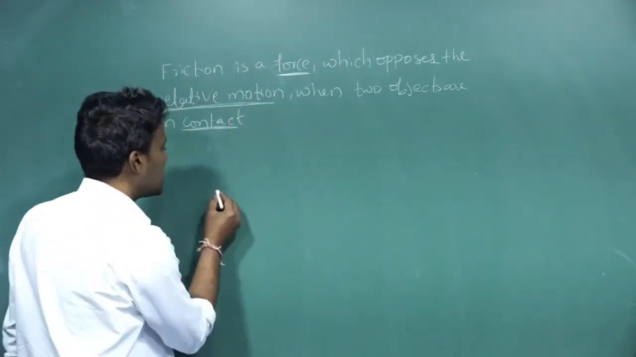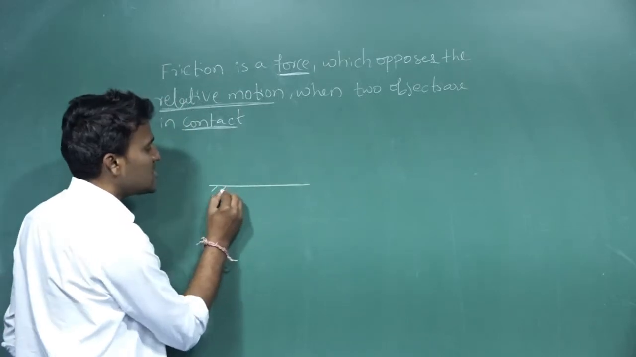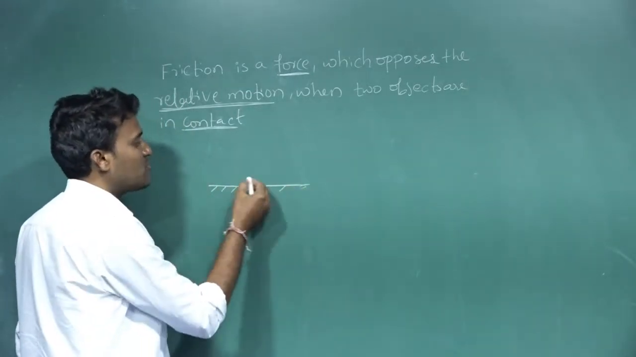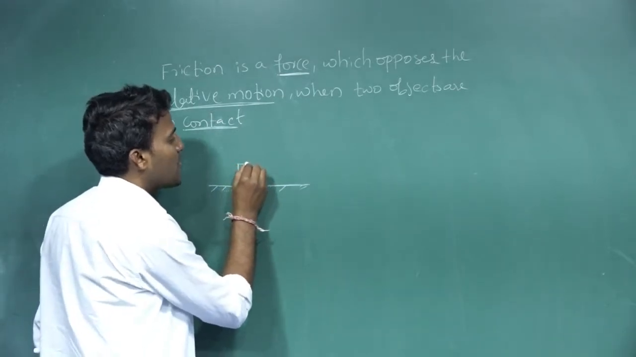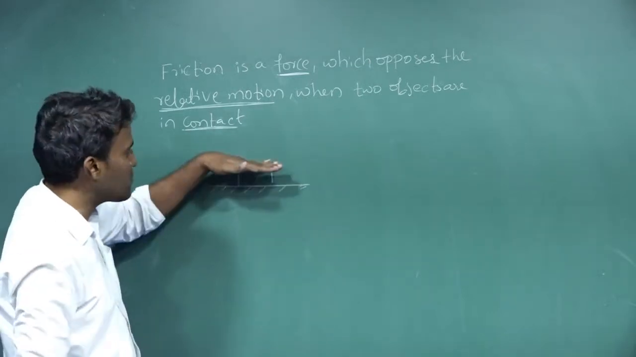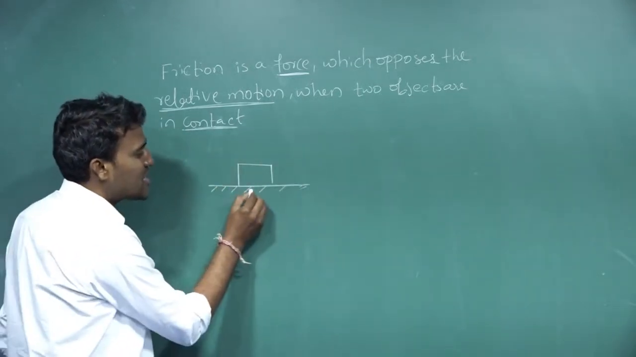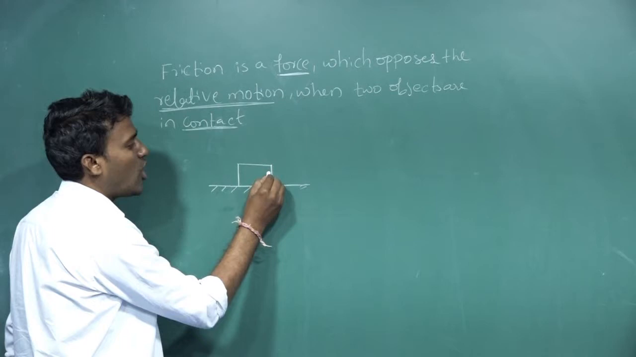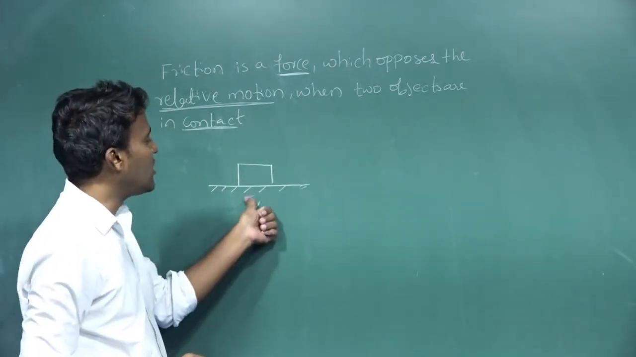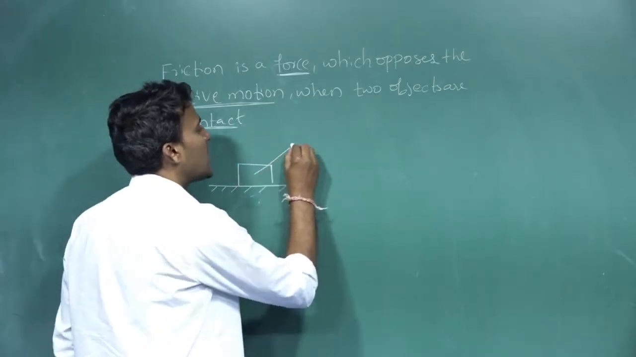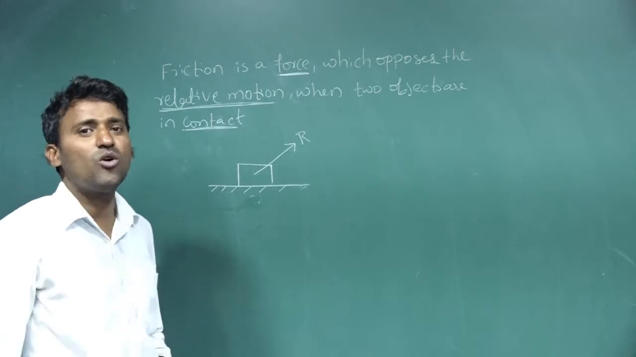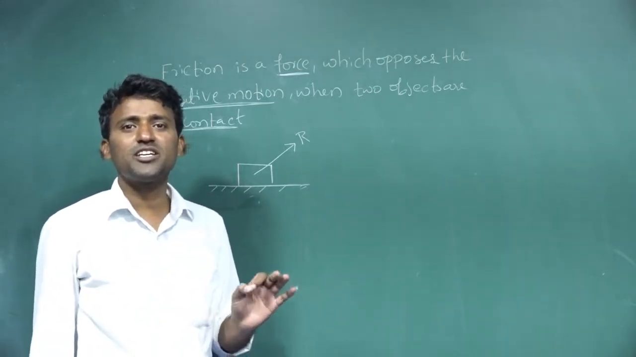For your understanding, I will give one diagram. See here, this is a horizontal ground. I placed a textbook or a duster, whatever it may be, on it. Now this ground and the object are in contact. At that moment a force exists. That force we call the contact force or reactional force.